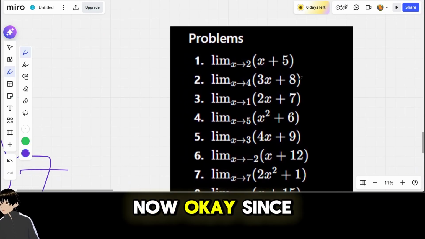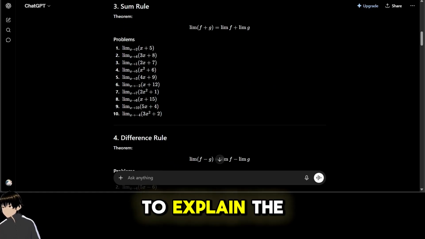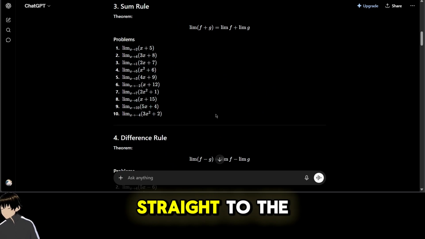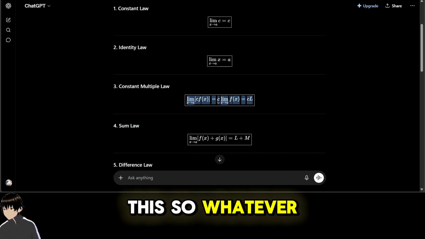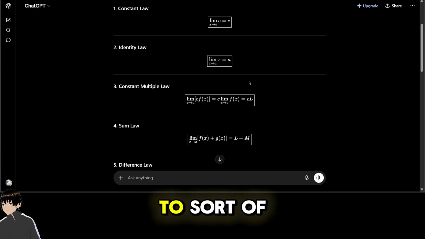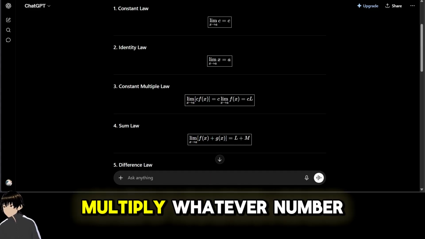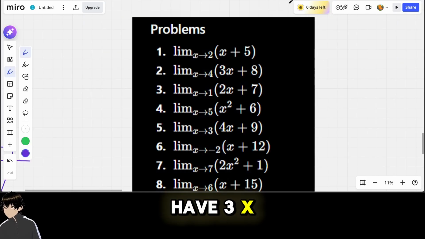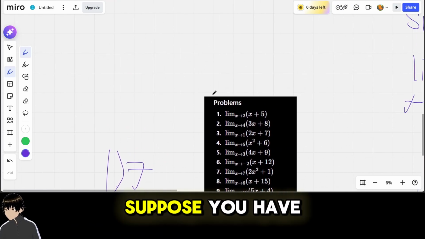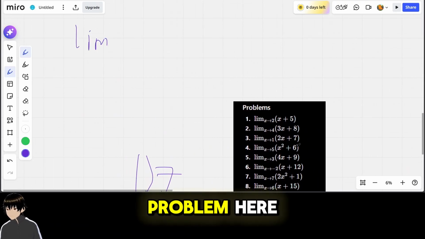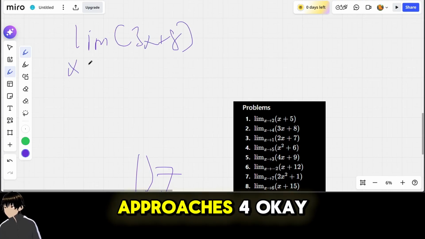Since this problem has 3x, and this is part of the constant multiple rule, I'm just going to explain the constant multiple rule first, and then we can jump straight to the sum rule. So we have the constant multiple law. Suppose you have a limit. Let's just use the second problem here. We have the limit of 3x plus 8 as x approaches 4.